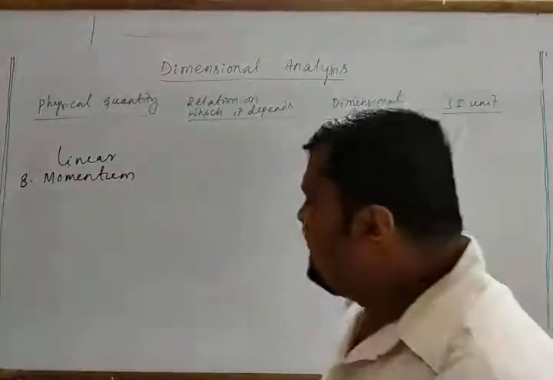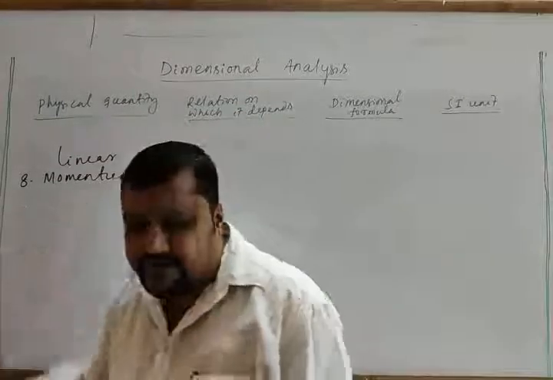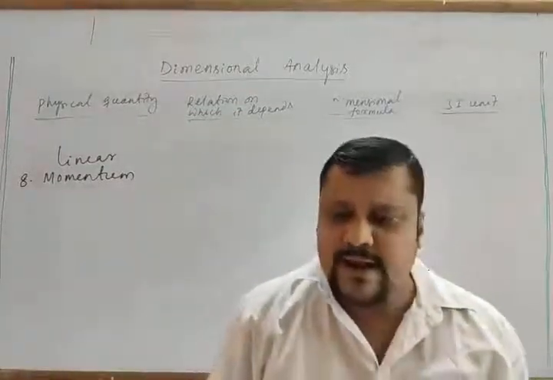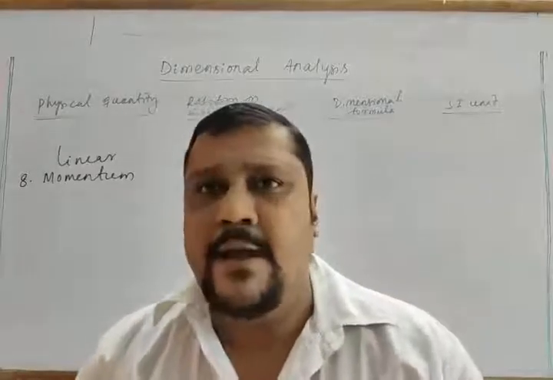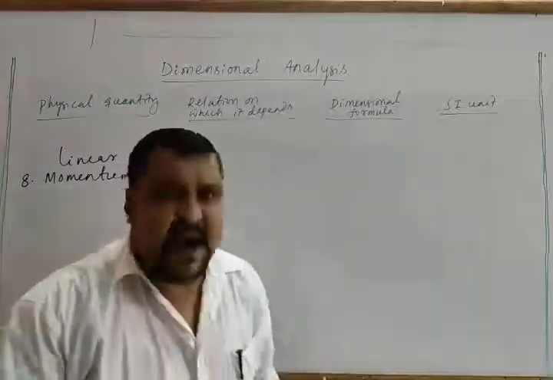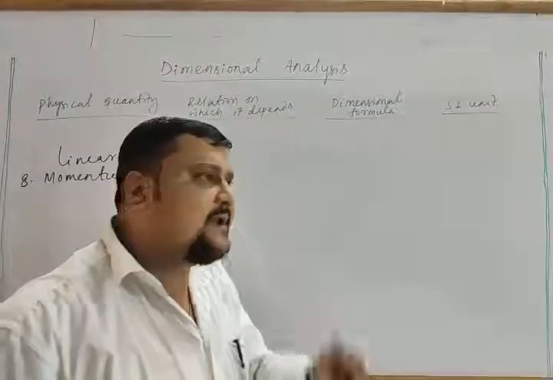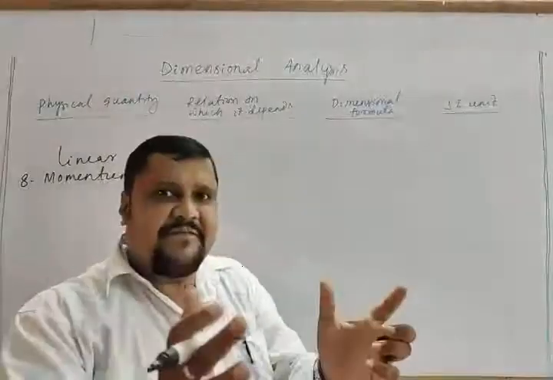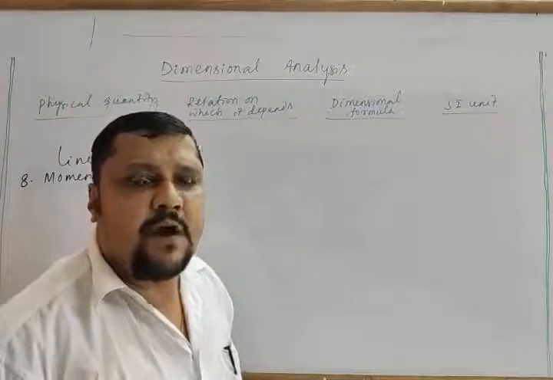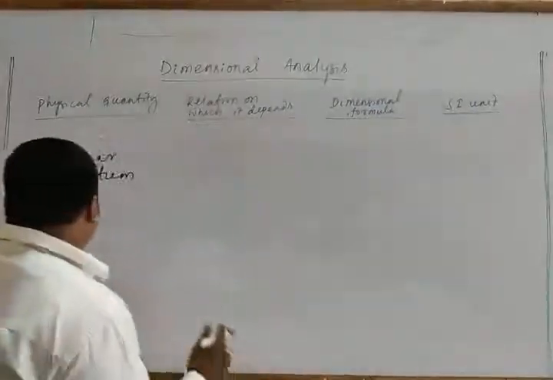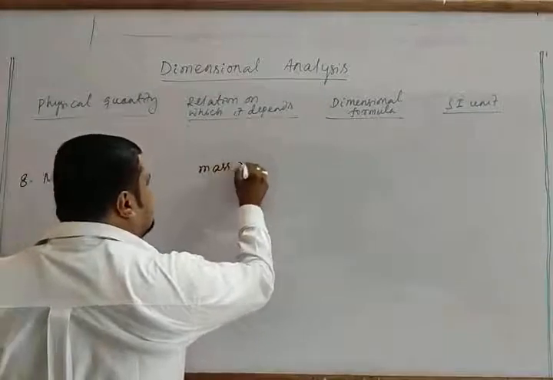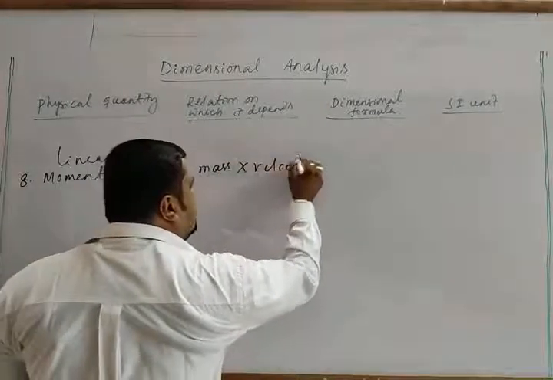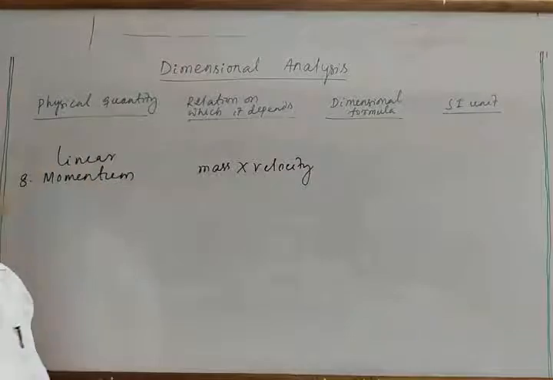So when we discuss linear momentum, what does momentum mean? The motion contained in a body. If I am running, I have a mass. With my mass, whatever velocity I am moving with, that combined effect is called momentum. So if I ask for linear momentum, this should be mass into velocity. That is the formula. Mass into velocity.